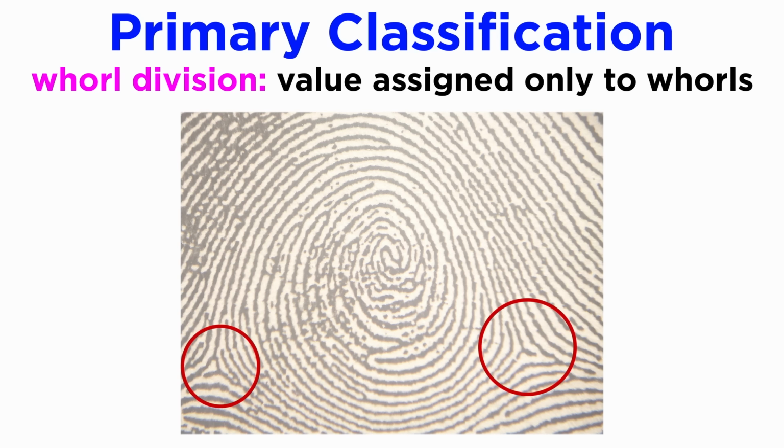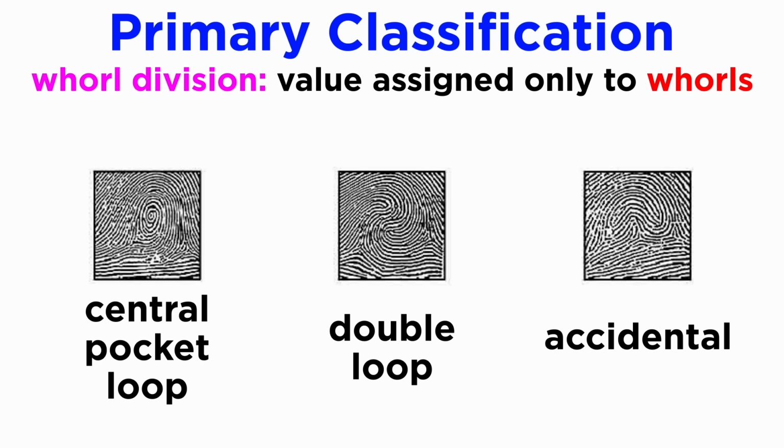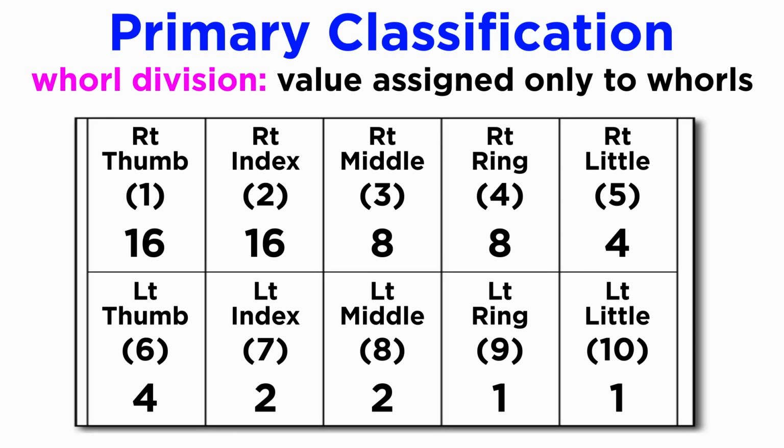As the name implies, this system only considers the whorl patterns present on your fingers. Each finger is assigned a numerical value, and that value is given to the finger only when a whorl pattern is present on it. Here, the term whorl pattern includes all the variants, such as accidental, central pocket, and double loop. If a finger has an arch or a loop pattern, the value given to that finger is 0. The values assigned to the fingers are simple, as shown in this table.